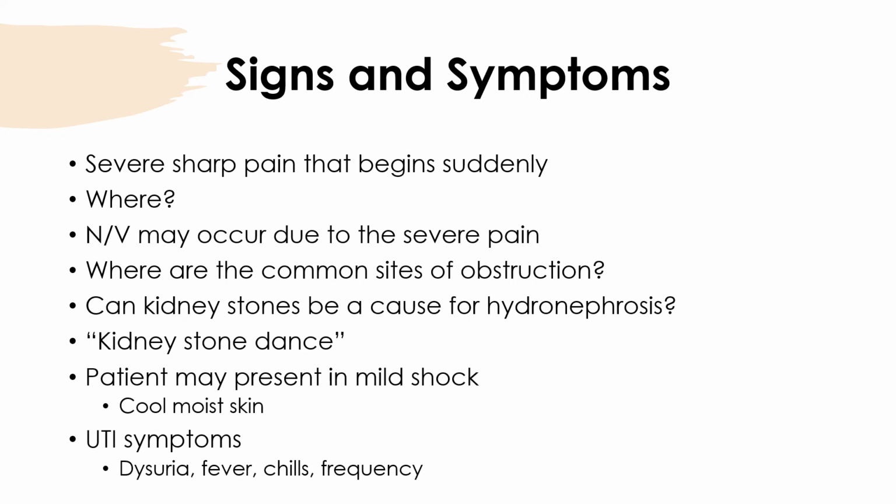So our main goal here is pain control in the acute phase. Again, like I said, the patient may present in a mild shock type of state. They'll have cool, moist skin, they'll be sweaty, and have the most severe pain, nausea, vomiting. They'll almost have UTI symptoms as well, feeling the urge to urinate and sometimes they can't, painful urination, fever, chills, frequency of urination.